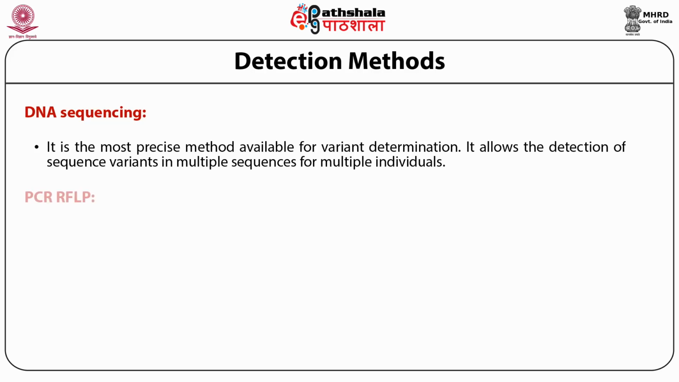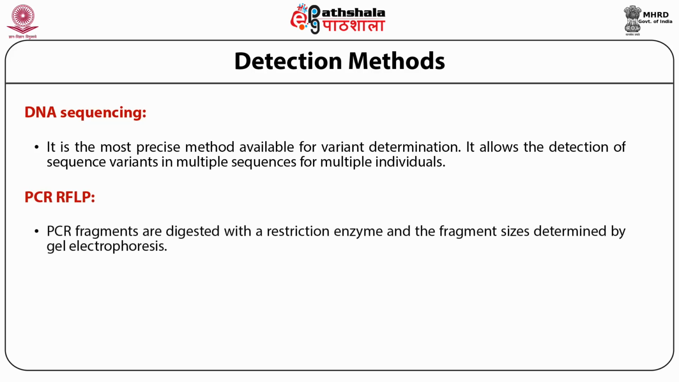Then second is PCR RFLP. The PCR fragments are digested with a restriction enzyme and the fragment size determined by gel electrophoresis. Base pair substitution at the restriction site leads to changes in the pattern of restriction fragments on the gel.